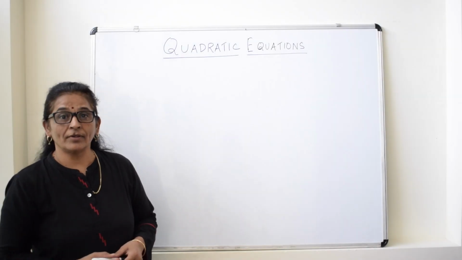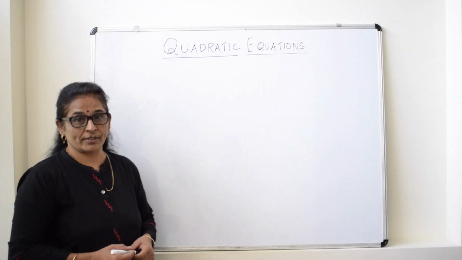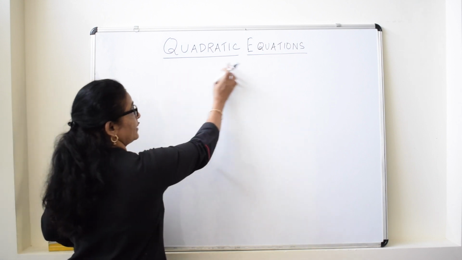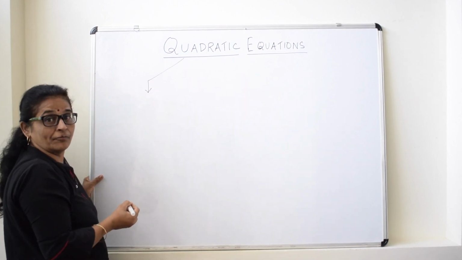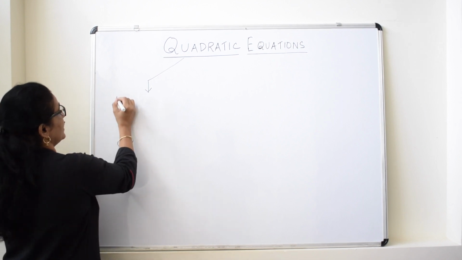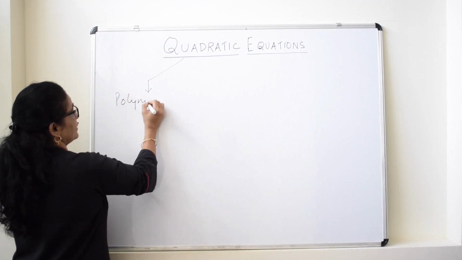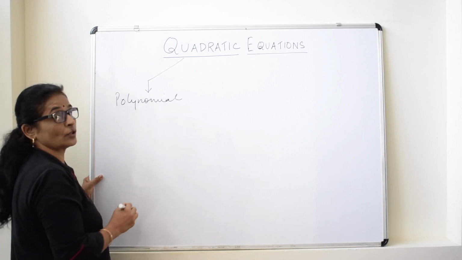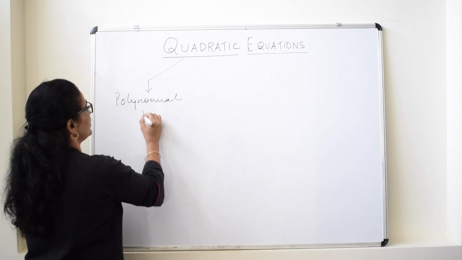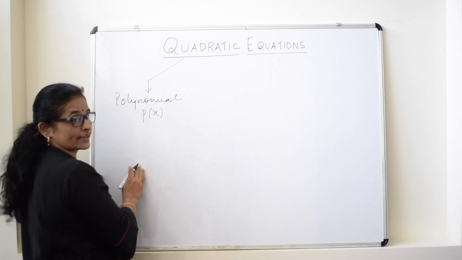In this lecture, we will learn about quadratic equations. There are two words, quadratic and equations. Quadratic comes from the word polynomial. Any polynomial, if its degree is 2, is called a quadratic polynomial, and we represent it as p of x.